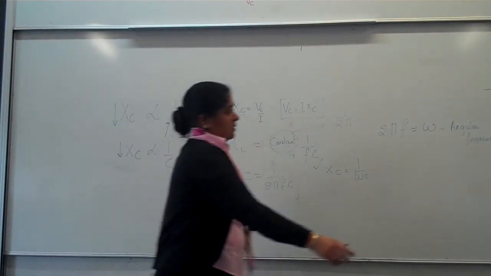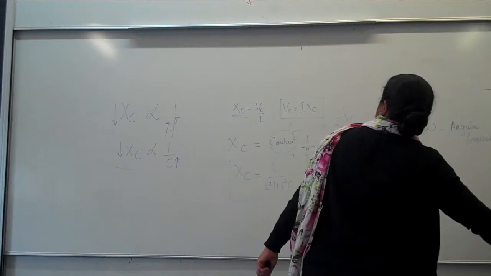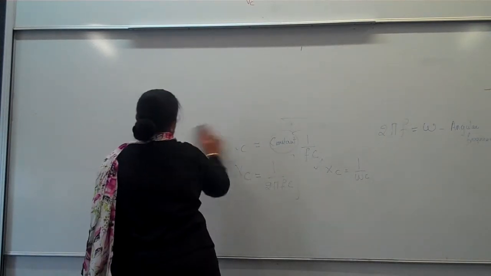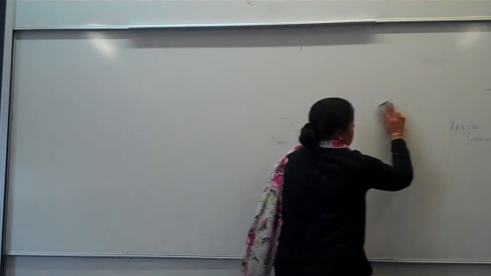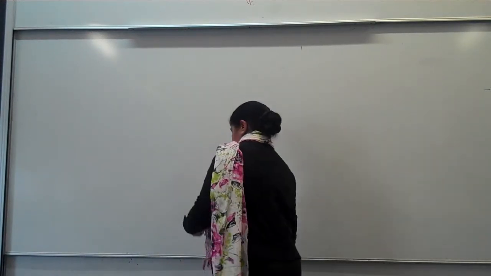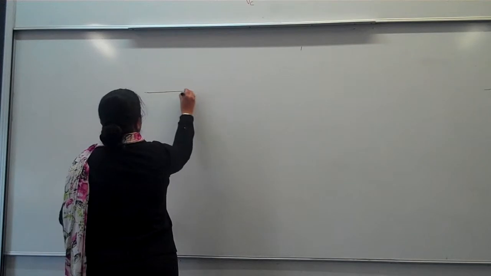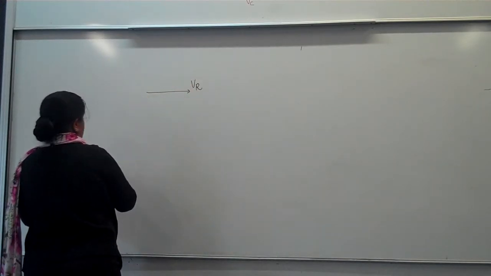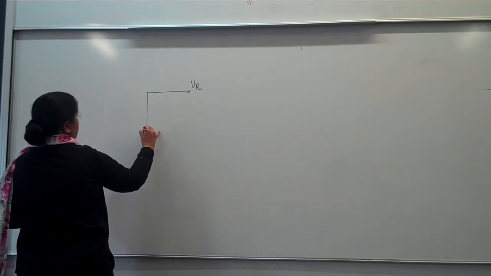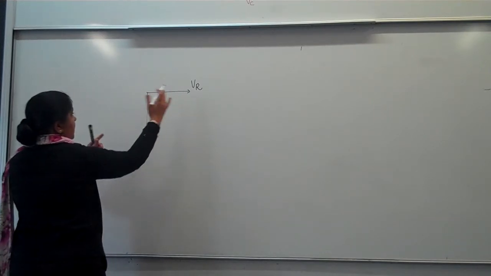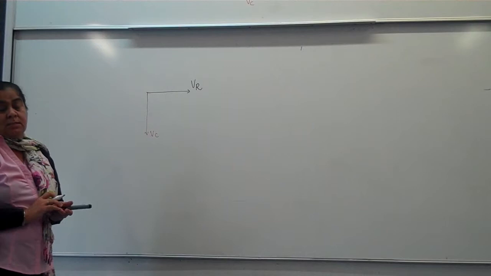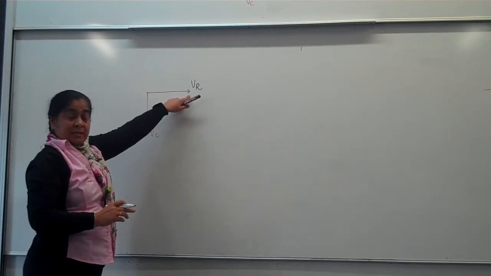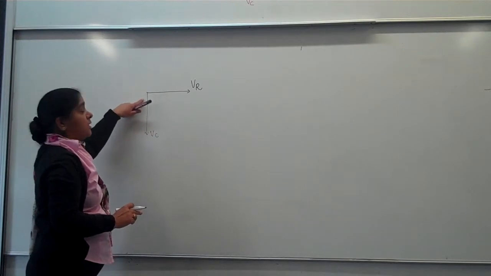This was our VR, agreed, and this was our VC. And we want to add these together to get VS. Okay, so this is the head of this vector. There is the tail. Here both tails are meeting.